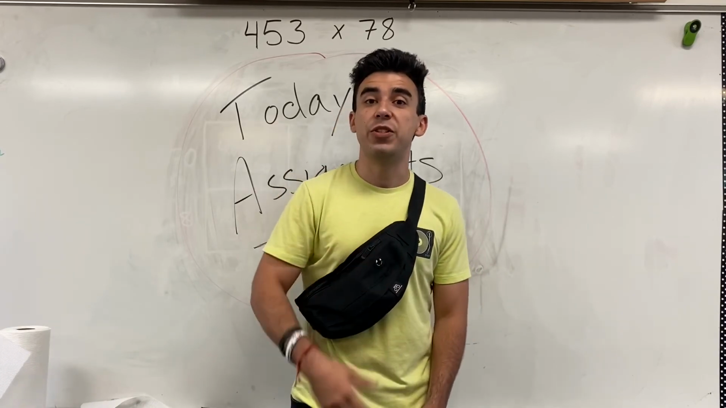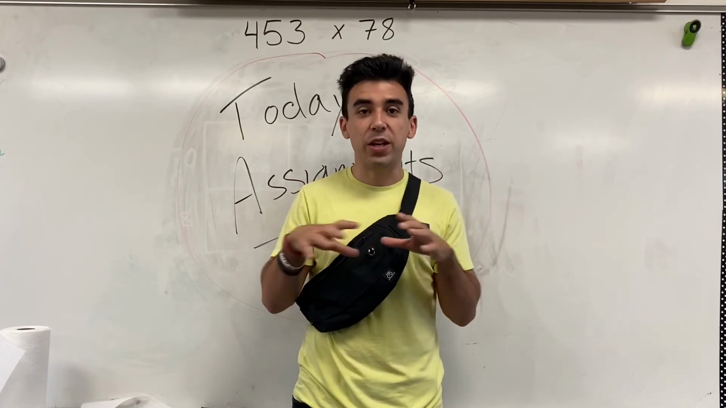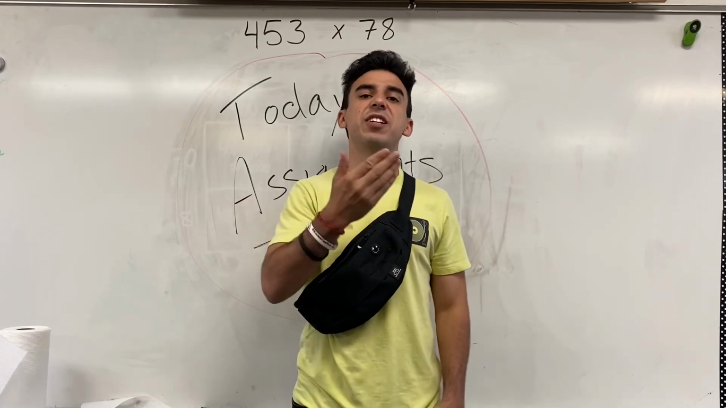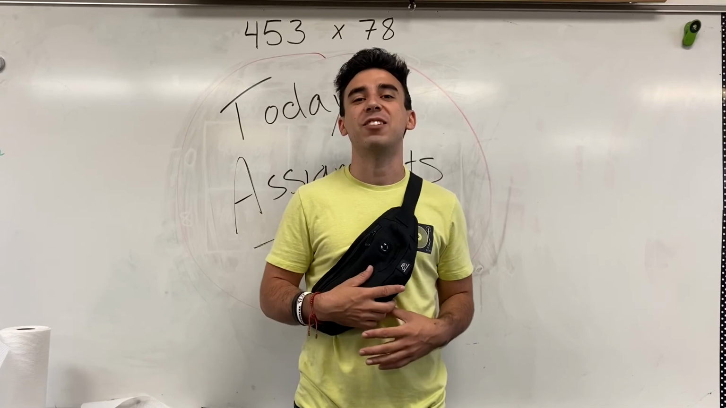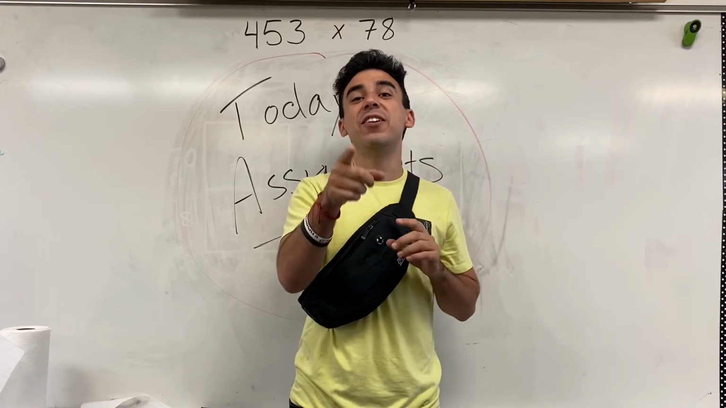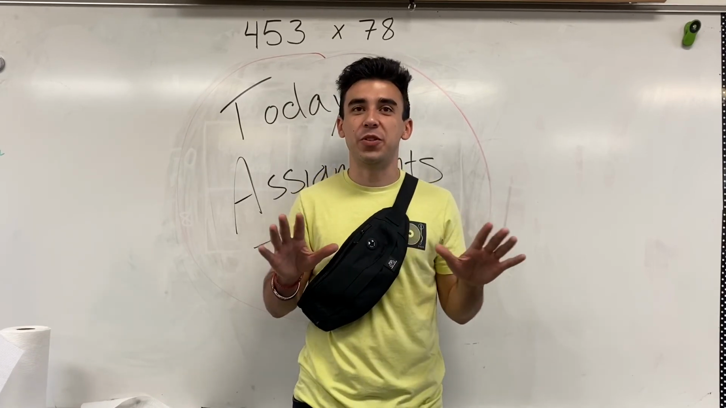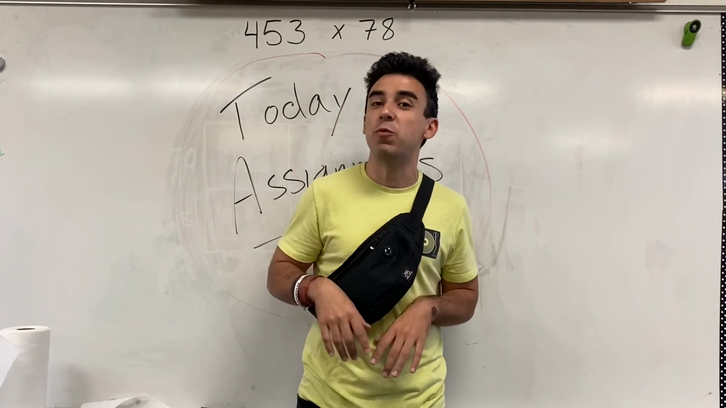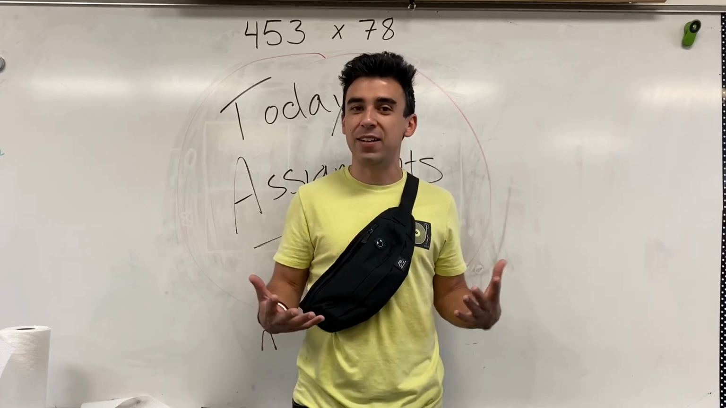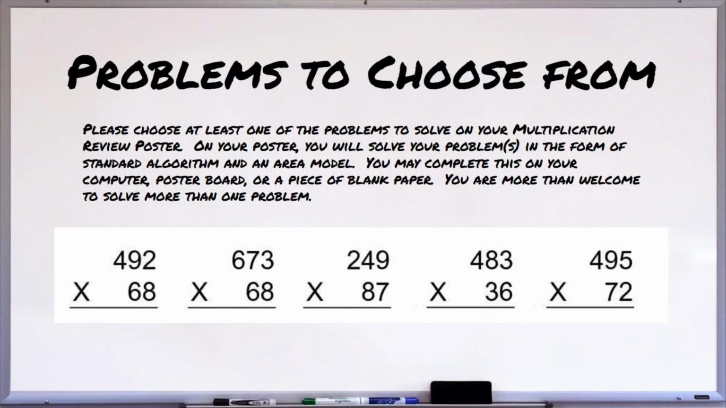Then what you're going to do is take a picture on your phone or any type of device, and you're just going to send that into the Turnitin Dropbox on Google Classroom. So here are the 5 choices you can choose from. Now, I don't want you to get worried. You can choose more than one if you would like, okay? All right, here's your options. Please pause the video at this time to read the instructions and choose a problem.